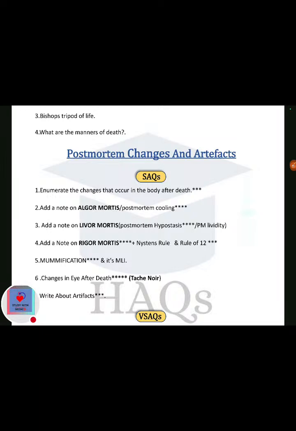What are the factors affecting the rate of cooling? It is age. Children and old people cool more rapidly because children have more surface area, so they easily cool. What about sex? Female bodies cool slowly because of more fat. Fat is a bad conductor of heat, so they cool slowly. What about environmental temperature? If the environmental temperature is low, as in winter, then cooling is very fast.